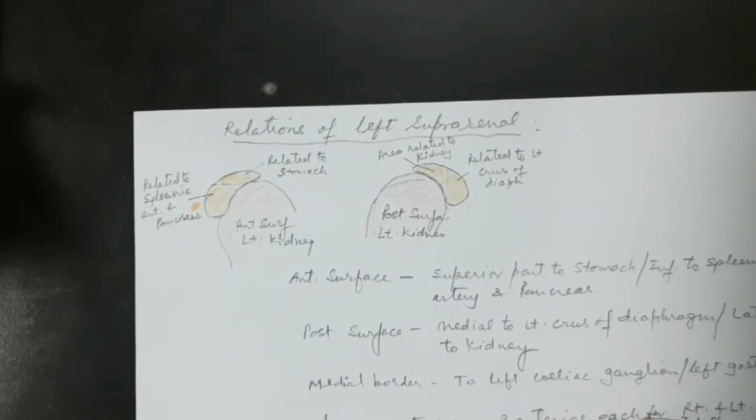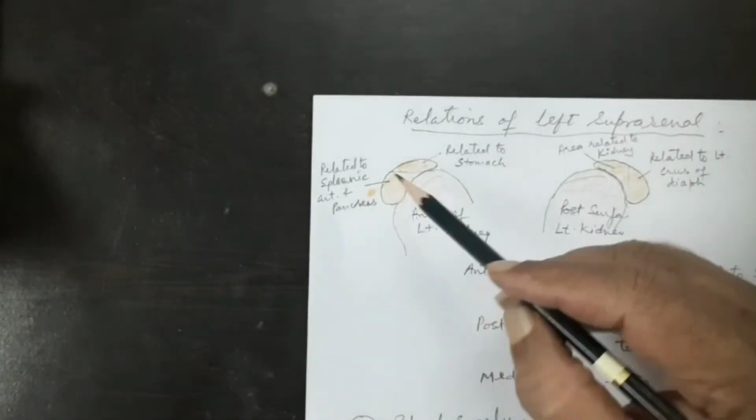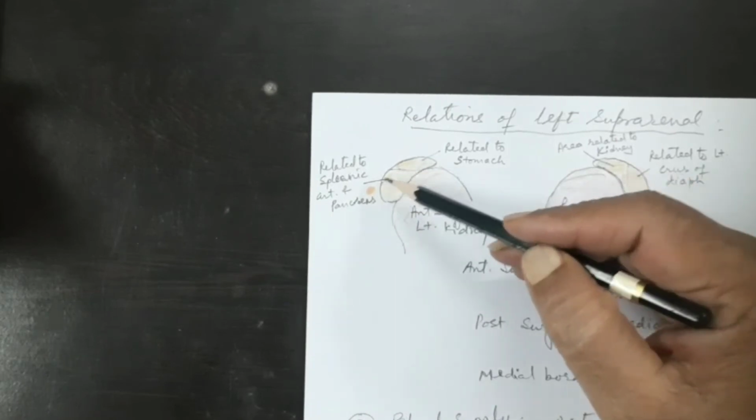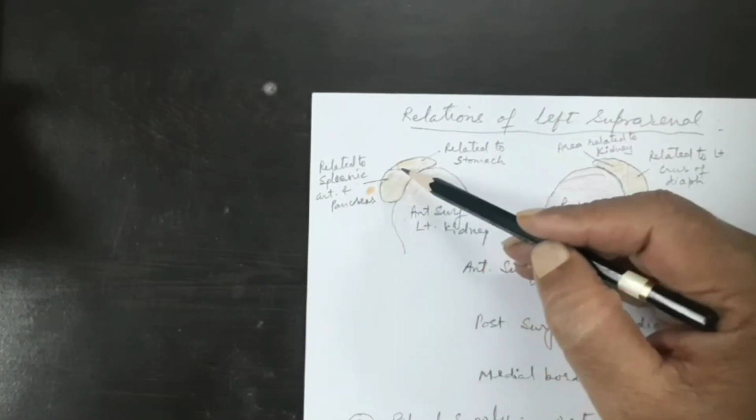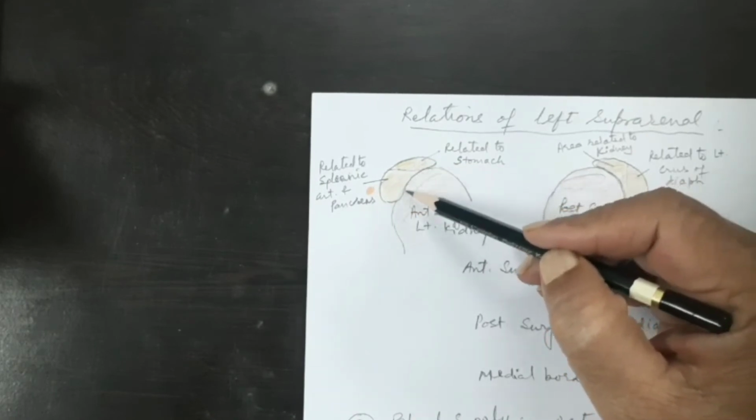What about the medial border? The medial border, you can see here, this is from the anterior surface, and this was the medial convex border, and this was the lateral concave border.